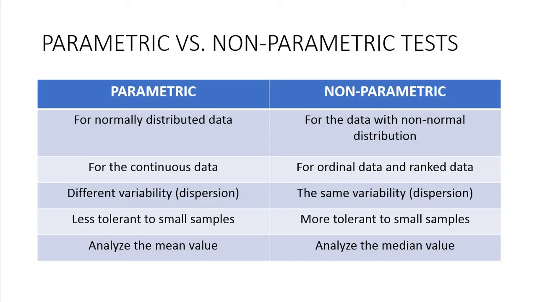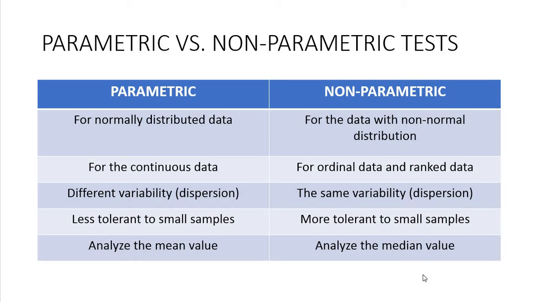So ordinal data are, for instance, number of stars in a hotel's ranking. So 2 is better than 1, 3 is better than 2, but it's not possible to say that 4 is 2 times better than 2. There is no such dependency. Parametric tests actually allow for different variability and dispersion in the data sets, and non-parametric tests require the same variability. We will not concentrate on this feature that much, but it's still important.